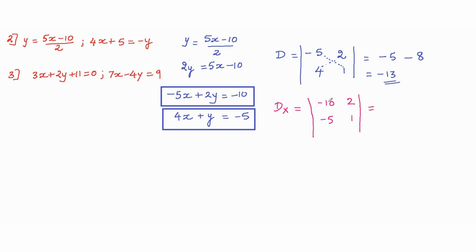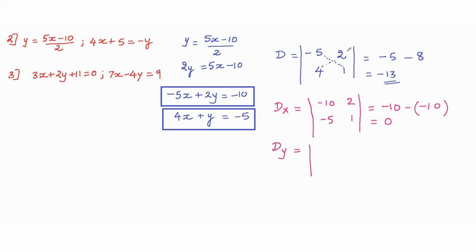And now let's calculate the value. Negative 10 into 1 is negative 10, and negative 5 into 2 is also negative 10, and then I have to subtract. So this therefore becomes 0. Yeah, minus 10 plus 10 is 0. And let us calculate dy.